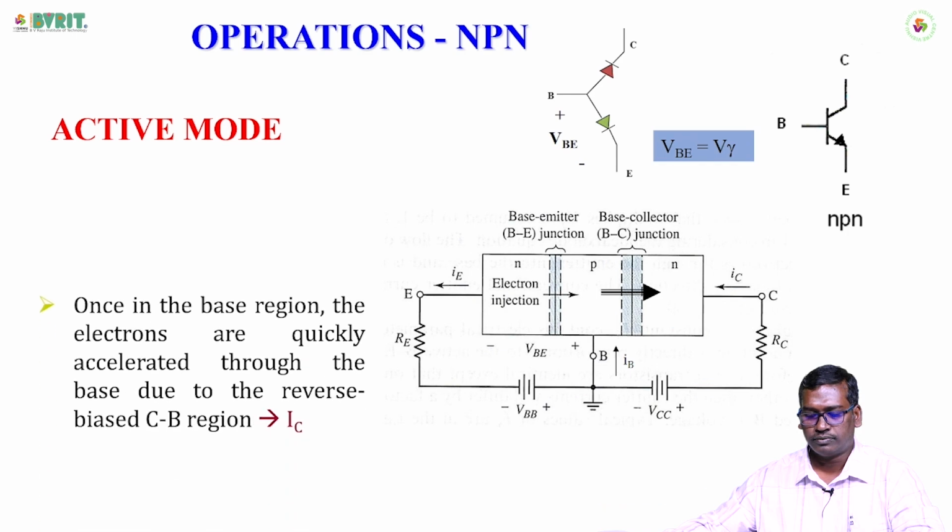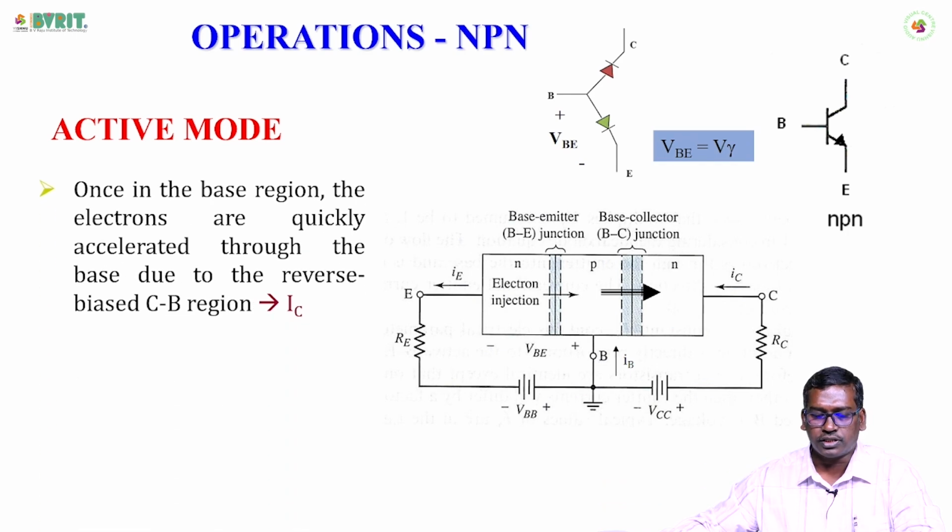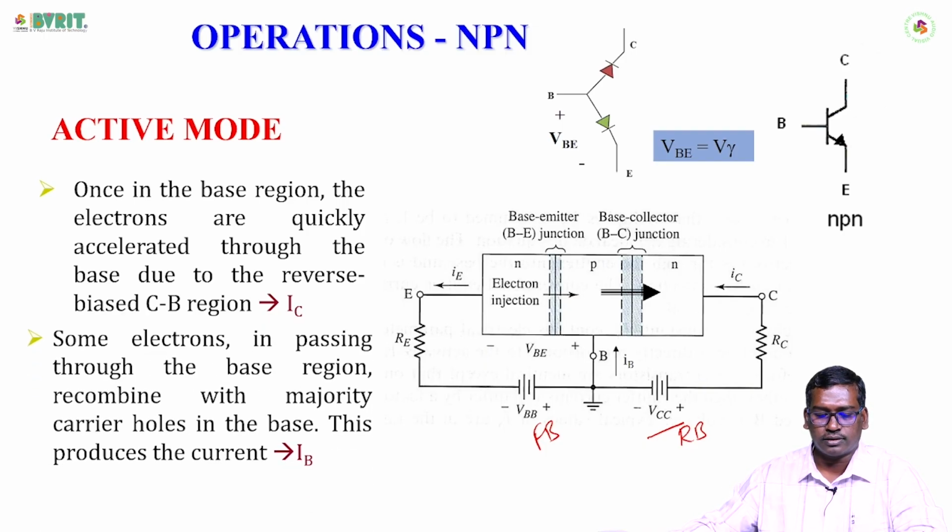If you see further, once in the base region, the electrons are quickly accelerated through the base due to the reverse bias CB region. Here this is the CB region, reverse bias, and here we have the forward bias. Some electrons in passing through the base region recombine with majority carrier holes in the base. This produces the current at the base. I will illustrate with a small animated picture in the coming slides.